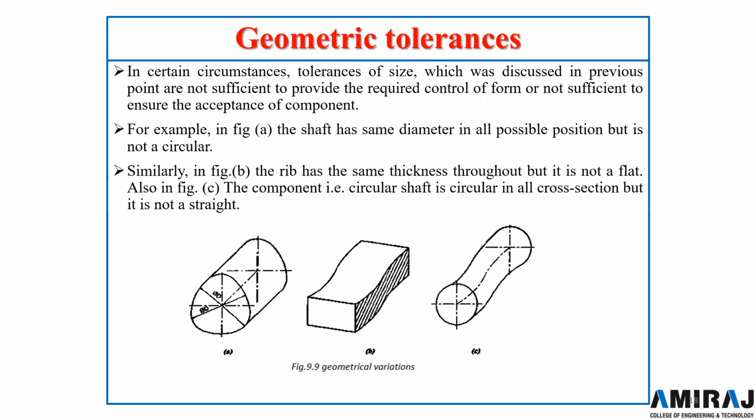So why is geometric tolerance necessary? Because you can see the component, if we take this cross section, it should be the same throughout the section, but it is not the same. Here the thickness is the same throughout, but here the component has a varying section. Same way for the circular shaft. So the geometric tolerance, you can see, is one type of 3D tolerance. On the three dimensions, we have to check the size and shape of the component.